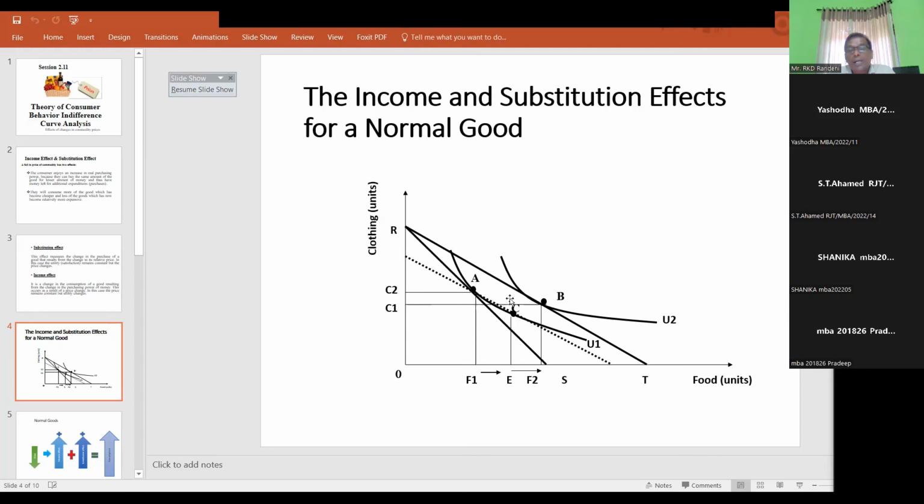Right? Then that dotted line is not correct actually. Then you can find out the point C. Now through the indifference curve, there is an effect that is the substitution effect. This is the income effect, right?